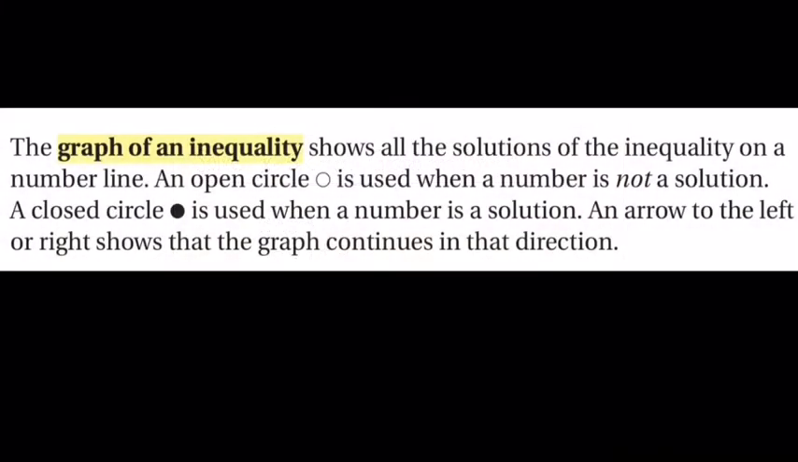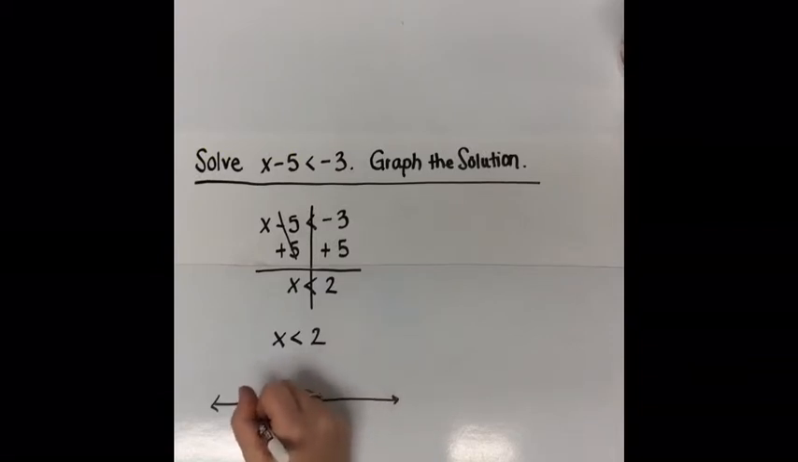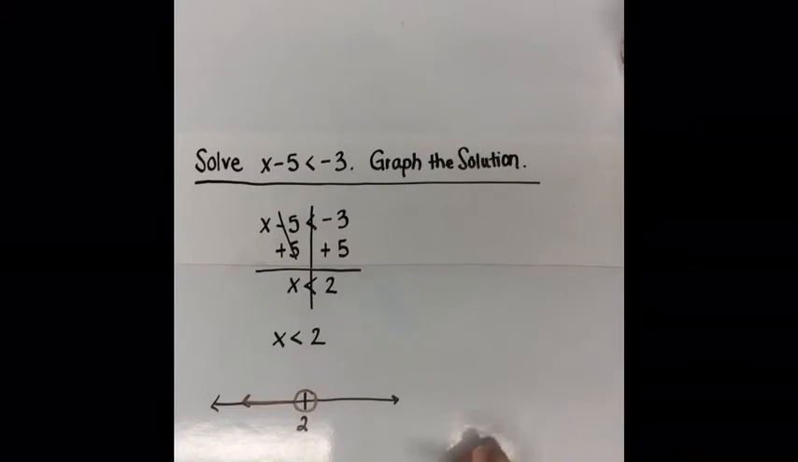Then we need to choose what symbol we're going to use. So we use an open circle if it is just less than or greater than, or a closed if it's less than or equal to. So we're going to put an open circle, and our arrow is going to go to the left on our number line.